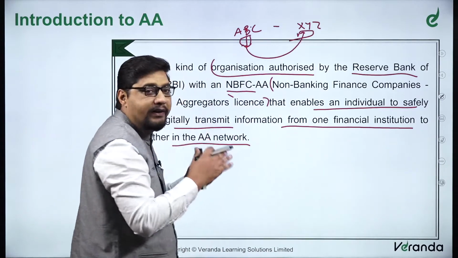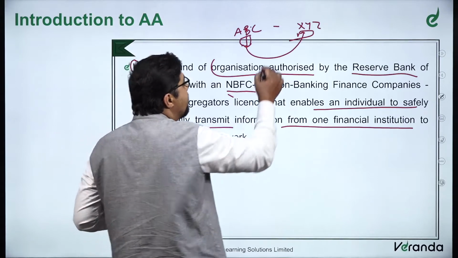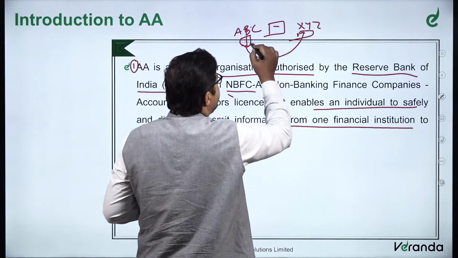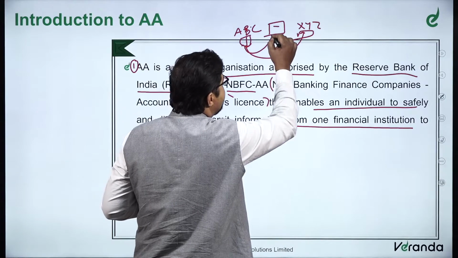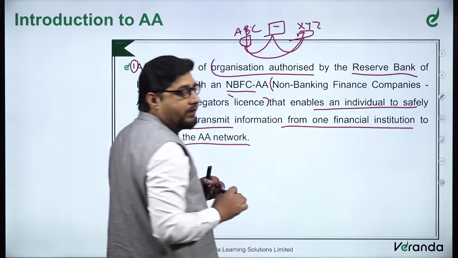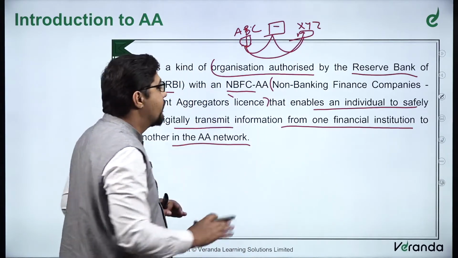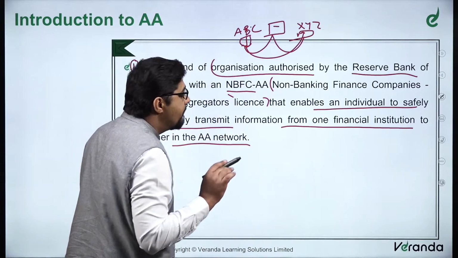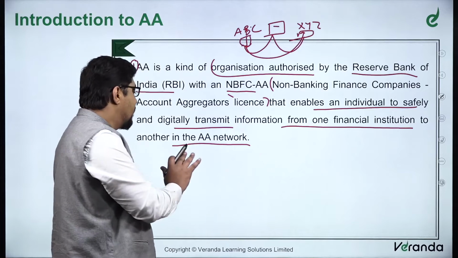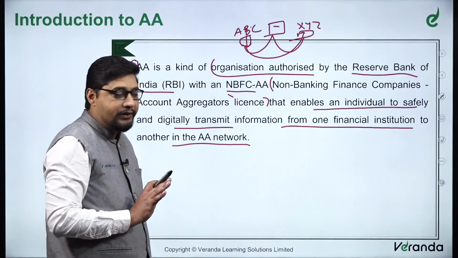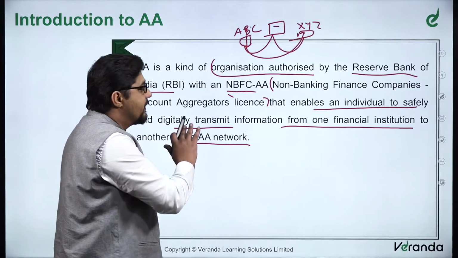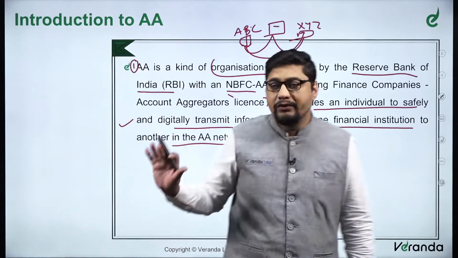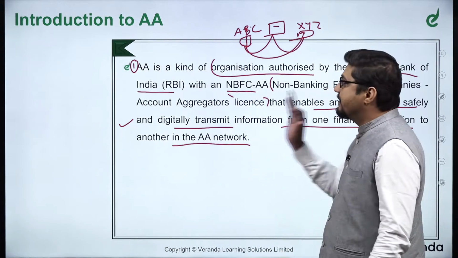Now the account aggregator is a system, or we can say an intermediary, which will work in between. So here the information will go to this place, and from this place it will go to the other place. So that is what an account aggregator does. It enables an individual to safely and digitally transmit information from one financial institution to another in the account aggregator network. So that is the simple definition or meaning of this term. The word seems very complicated, but it is a simple one.